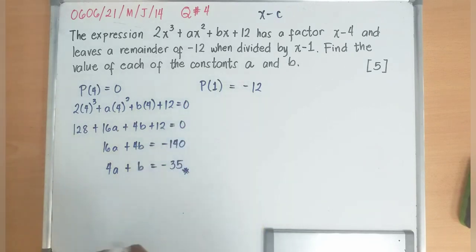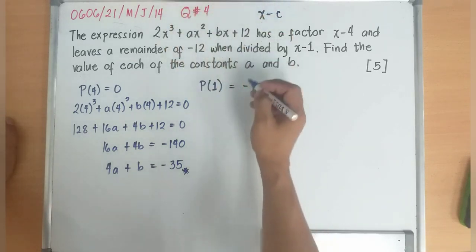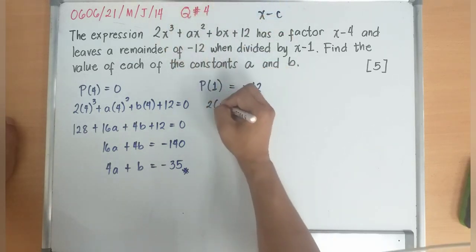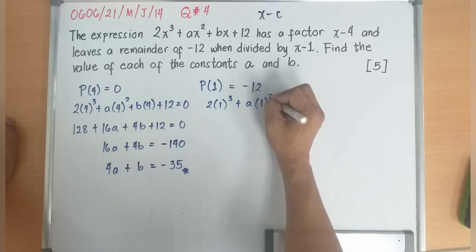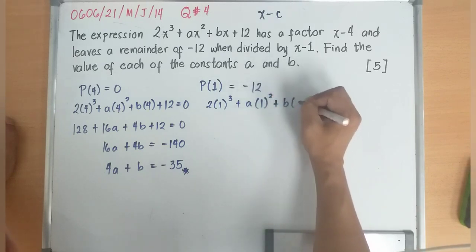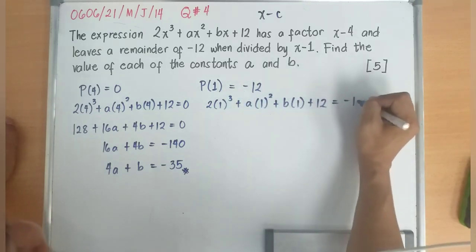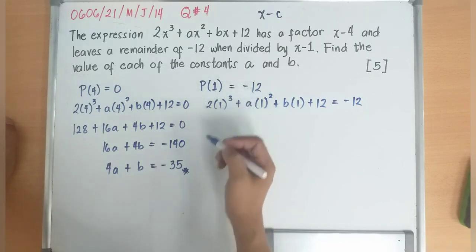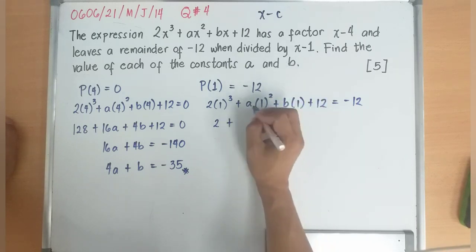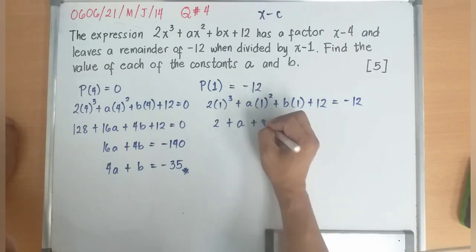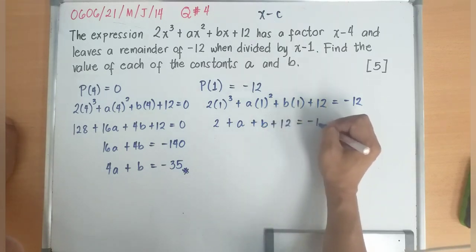Okay? So I have p of 1 equals to negative 12. I'll just replace the values of the x with 1. 2 times 1 cubed plus a times 1 squared plus b times 1 plus 12. Don't forget, it is equal to negative 12. Okay, 1 cube is 1 times 2 is 2. Okay, plus 1 squared is 1 times a is a plus b. Okay, plus 12 is equal to negative 12.